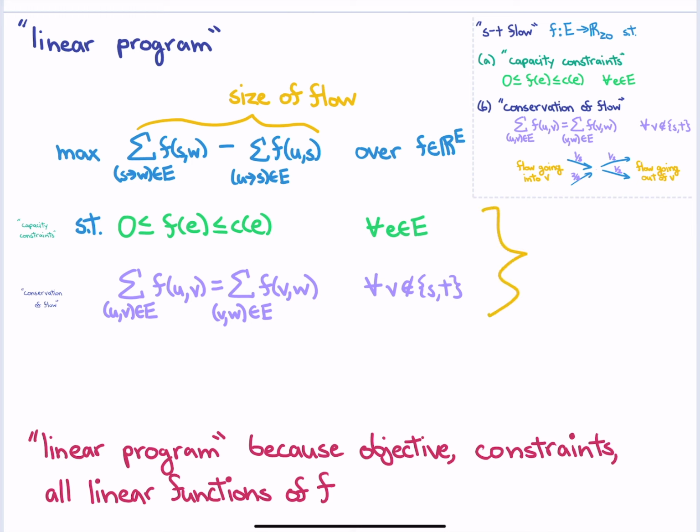Right, I'm choosing these F values, and then there's some rules I have to obey. One was the capacity constraints and also non-negativity. So that's just an inequality: F of E needs to be at most C of E. Relatively simple. And the other constraint was conservation of flow.